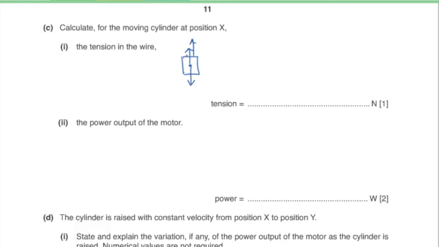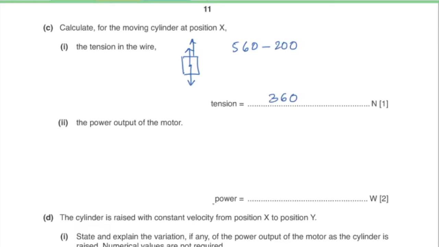So tension plus upthrust is going to be equal to the weight. So weight, which is 560 newtons, minus the upthrust force due to the oil, that is 200 newtons, will give me 360 newtons of tension.